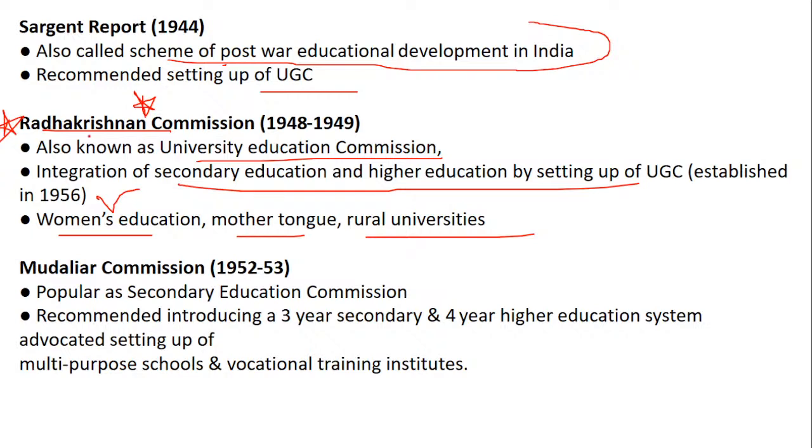Fine. Now, the Mudaliar Commission. The Mudaliar Commission, basically called the Secondary Education Commission, introduced a 3-year secondary and 4-year higher education system with multi-purpose schools and vocational training institutions. So this was basically a part of the Mudaliar Commission.